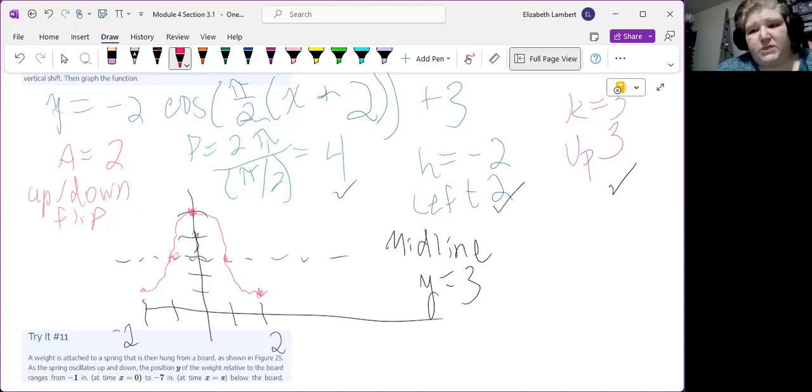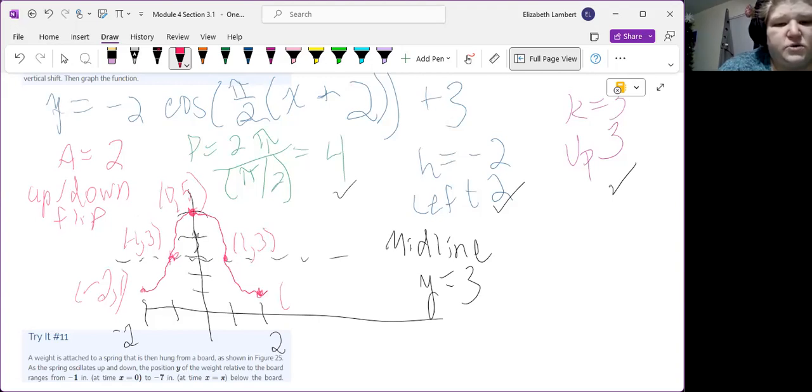So not the prettiest, but it's there. Now here, the points are actually all nice. This one is (-2, 1). Then this one is (-1, 3), (0, 5), positive (1, 3), and (2, 1).